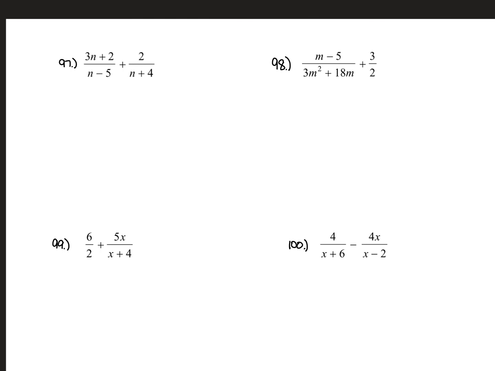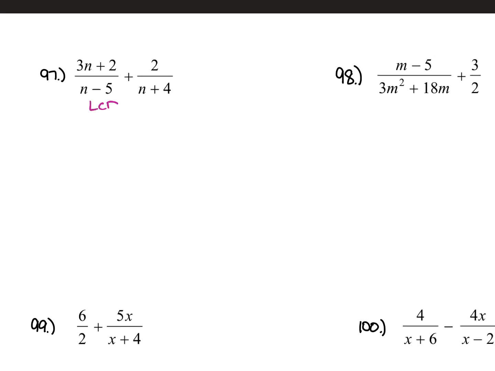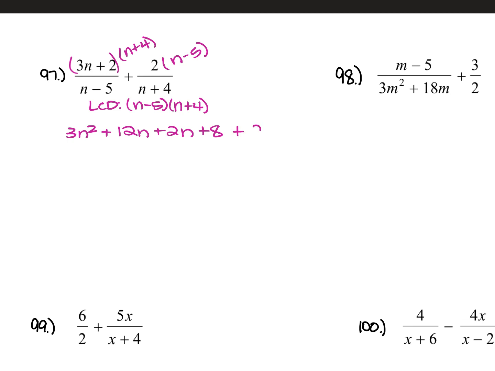For 97, you have 3n plus 2 over n minus 5 plus 2 times n plus 4. Your least common denominator here is the n minus 5 times n plus 4. The first fraction, we multiply by n plus 4. Second fraction's numerator, we multiply by n minus 5. So that's going to give us 3n squared plus 12n plus 2n plus 8 plus 2n minus 10 all over your least common denominator, which is n minus 5 times n plus 4.